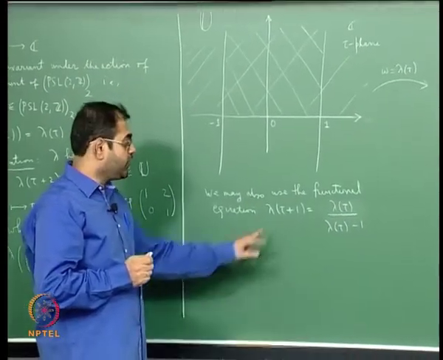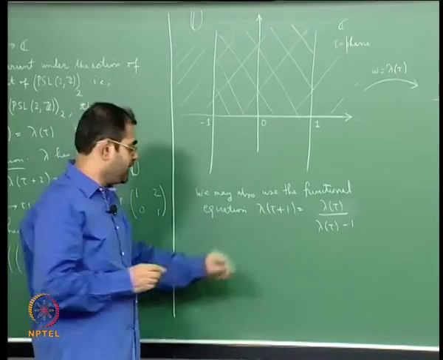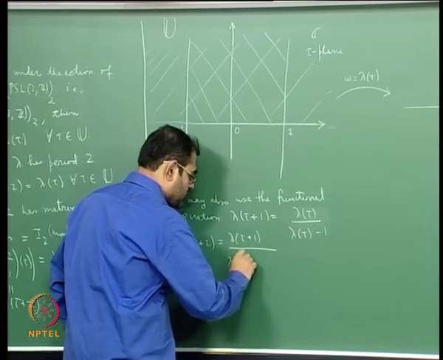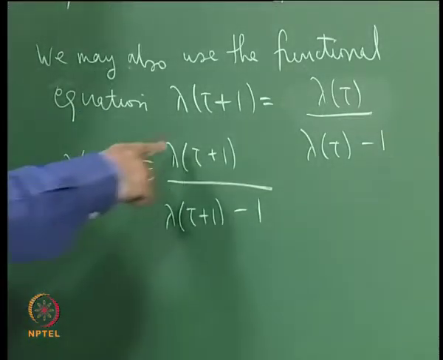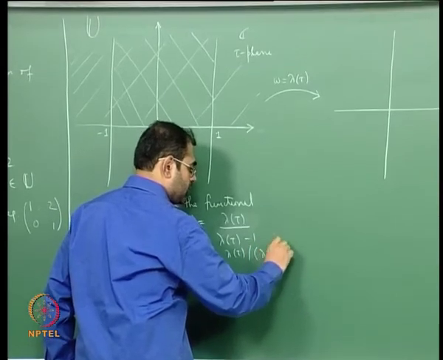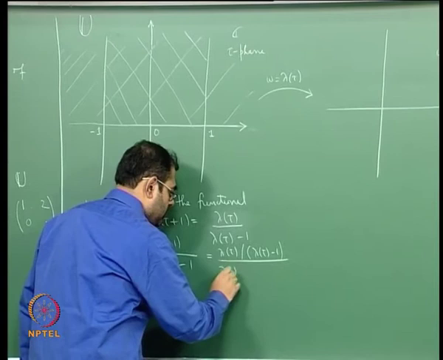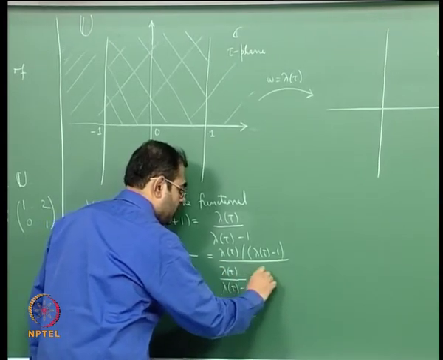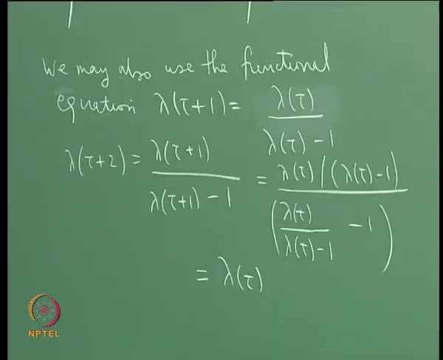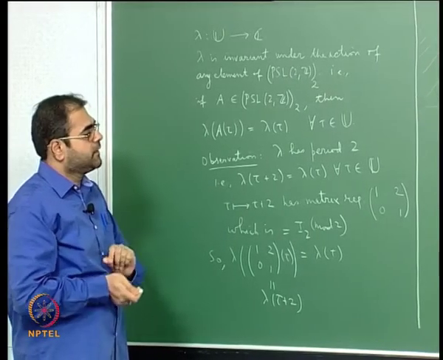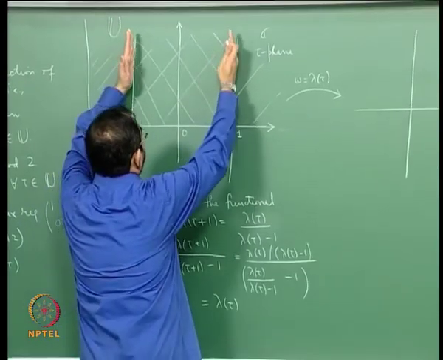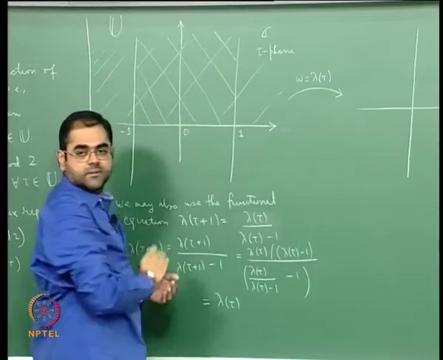And now you apply this twice, then lambda of tau plus 2 will be lambda of tau plus 1 by lambda of tau plus 1 minus 1, and then you apply this to this, you will get lambda tau by lambda tau minus 1, divided by lambda tau by lambda tau minus 1 minus 1, and you will see that this is again going to give you lambda of tau. So there are two ways of seeing this. Of course, this is very straightforward. So the situation is now that it's enough to study the effect of lambda on this region.